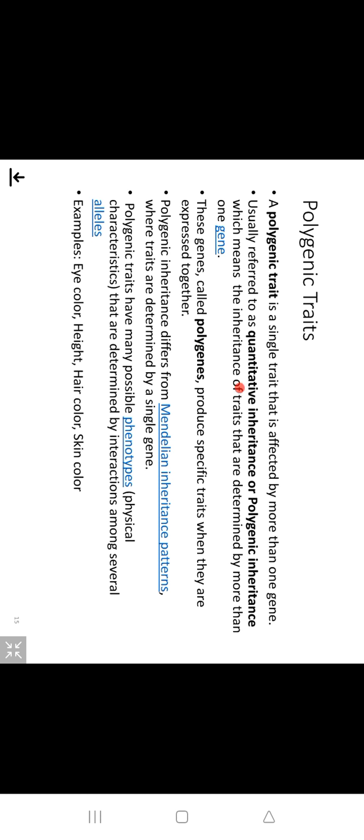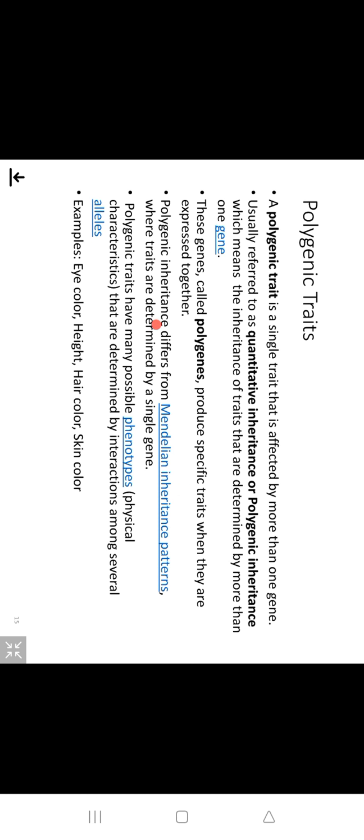And the inheritance is usually known as quantitative inheritance or polygenic inheritance, which means that the inheritance of traits is determined by more than one gene. These genes are called polygenes. So the genes determining a particular trait, maybe height, we call all those genes polygenes. They produce specific traits when they are expressed together. So very many genes determining your height, we can call them polygenes.